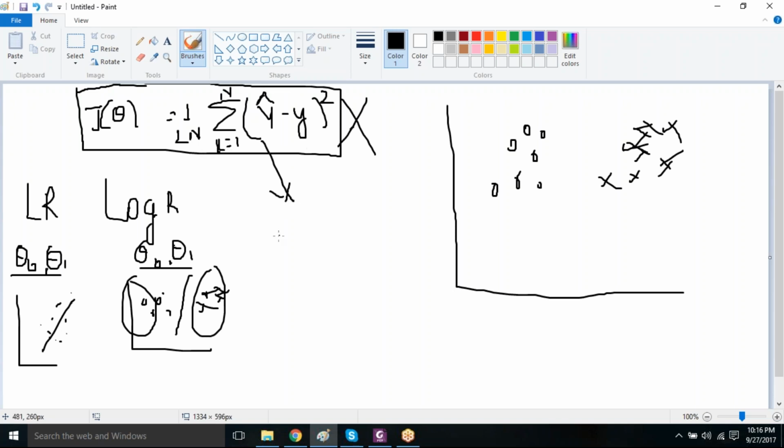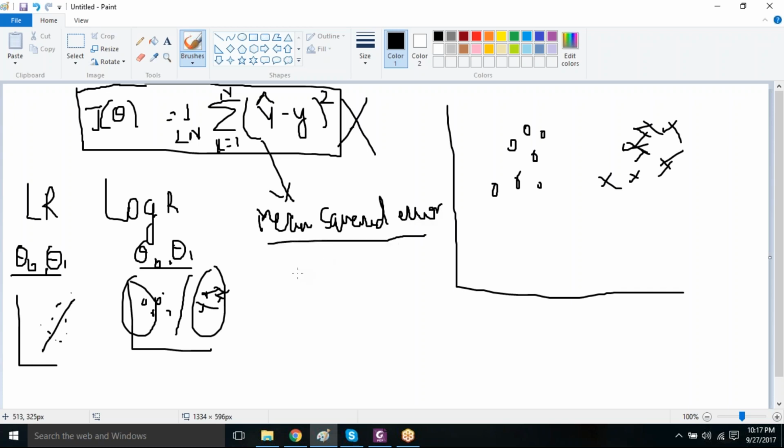This error function is called what? Do you have an English term for this? Mean squared error. Very good. This is called mean squared error. So this error term is called mean squared error.